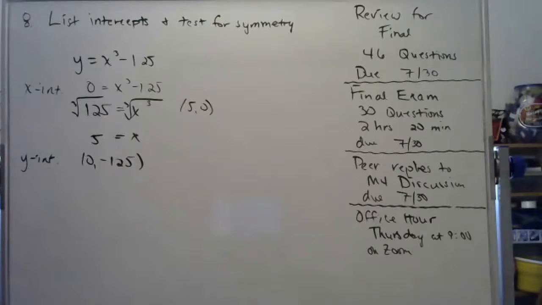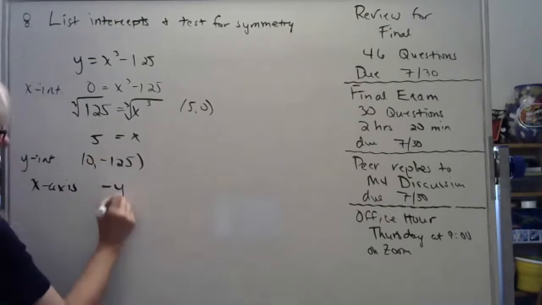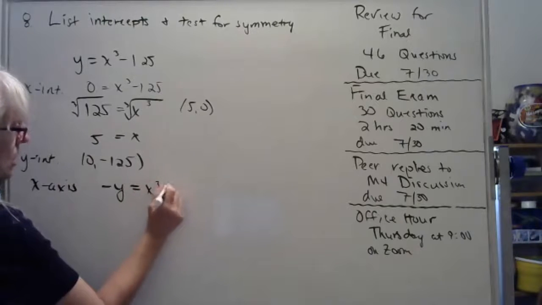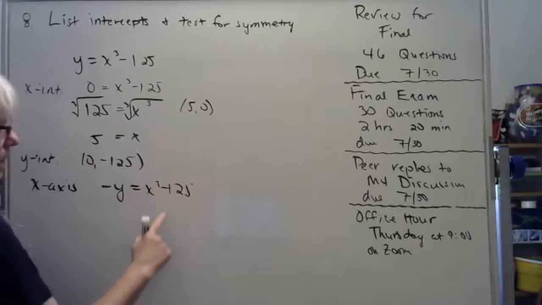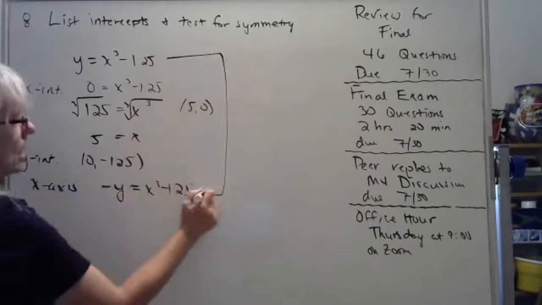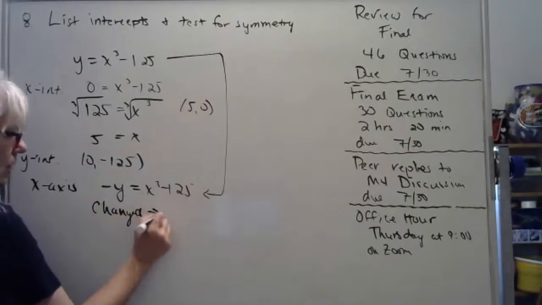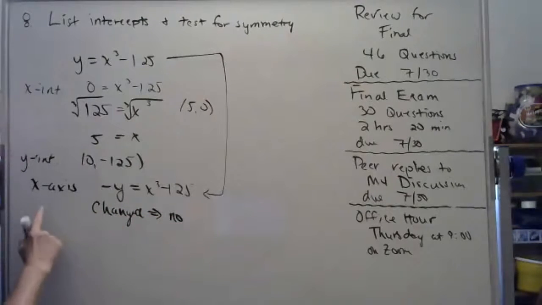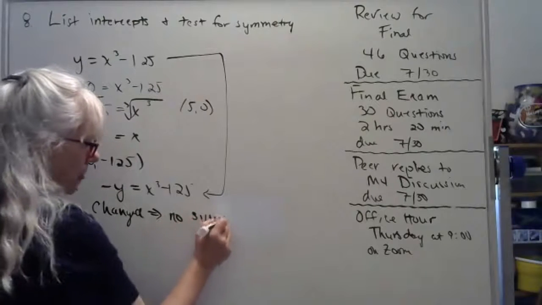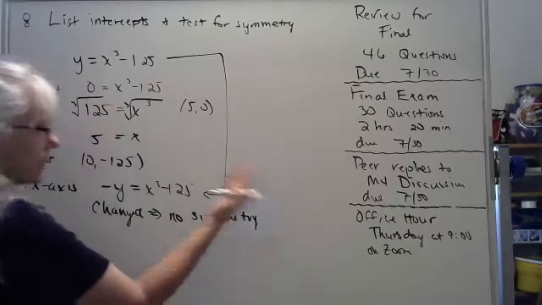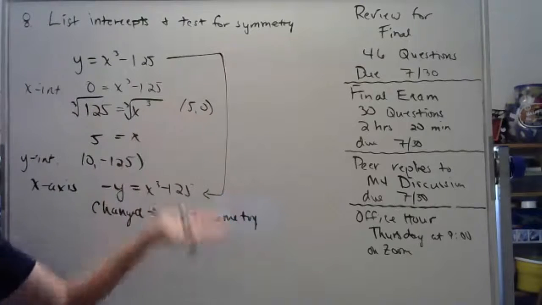Great. And now it's the testing for symmetry. And again, this is all the way back in chapter 2, so it's a ways to go, right? Okay, so for the x-axis, if you remember, what we do is replace the opposite variable. So that would be negative y equals x to the 3rd minus 125. And I'm going to compare that to the original equation. And we can see that it's been changed. It is not the same. So that means it does have no symmetry. So no symmetry to the x-axis. In other words, I can't fold it across the x-axis and have it fold onto itself.